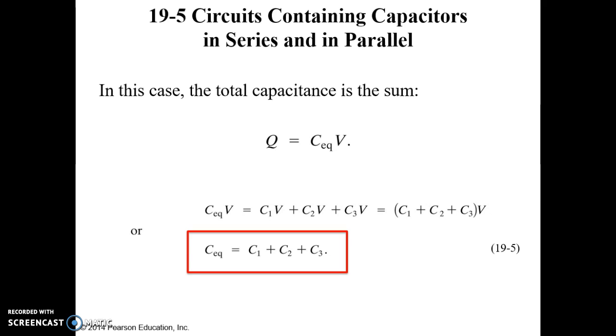We use this equation that is boxed: CEQ equals C1 plus C2 plus C3, which is kind of the opposite of resistors, so don't get this mixed up.